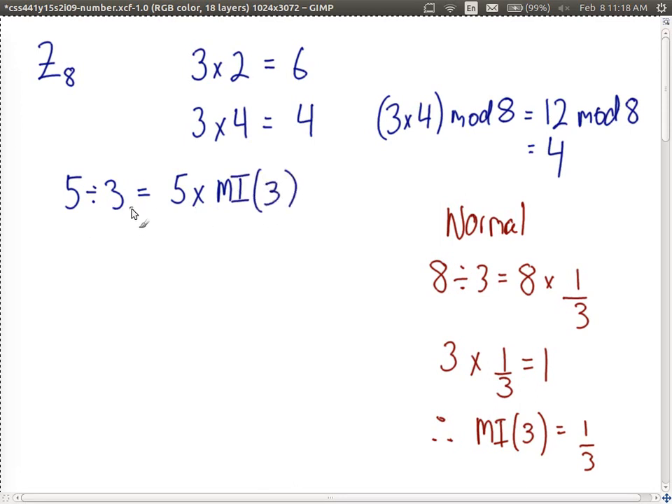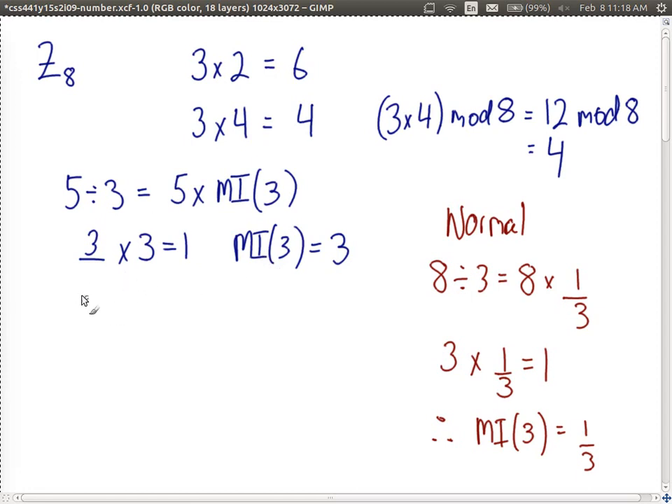Division is multiplying by the multiplicative inverse. The multiplicative inverse is the number that we multiply by such that the answer is 1. What times 3 gives us 1, in mod 8? So 3 times 3 gives us 9, and 9 mod 8 gives us 1. So the answer is 3. The multiplicative inverse of 3 is itself, because 3 times 3 equals 1.